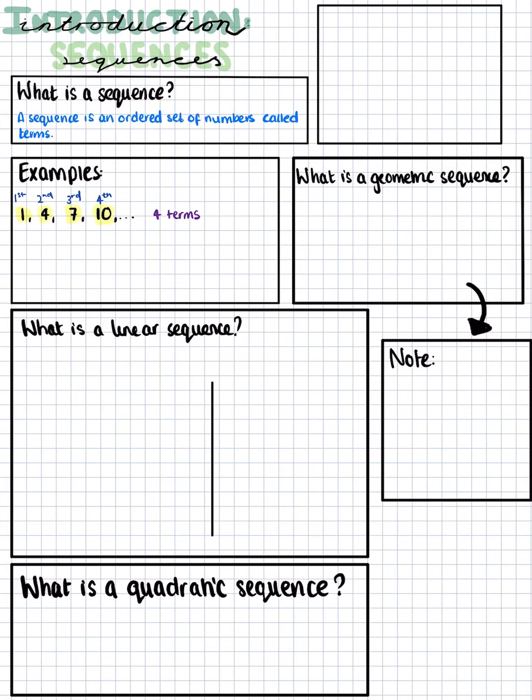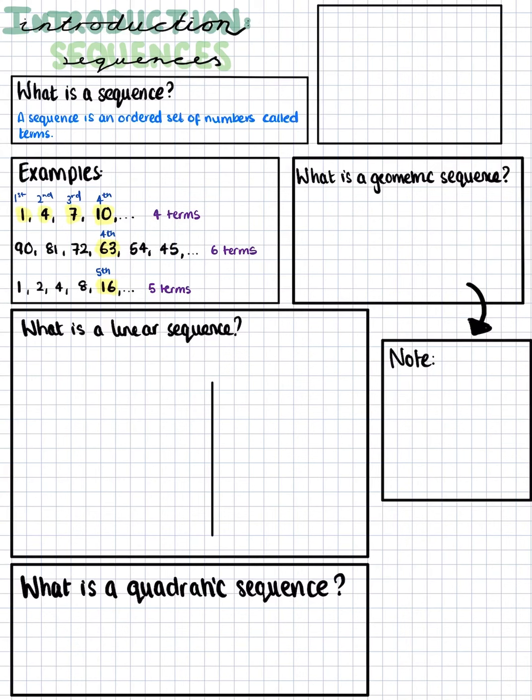In my second example, I have a total of 6 terms. My fourth term is 63. And in my last example, I have a total of 5 terms, where my fifth term is 16. This should give you a better idea of how to use the word term.